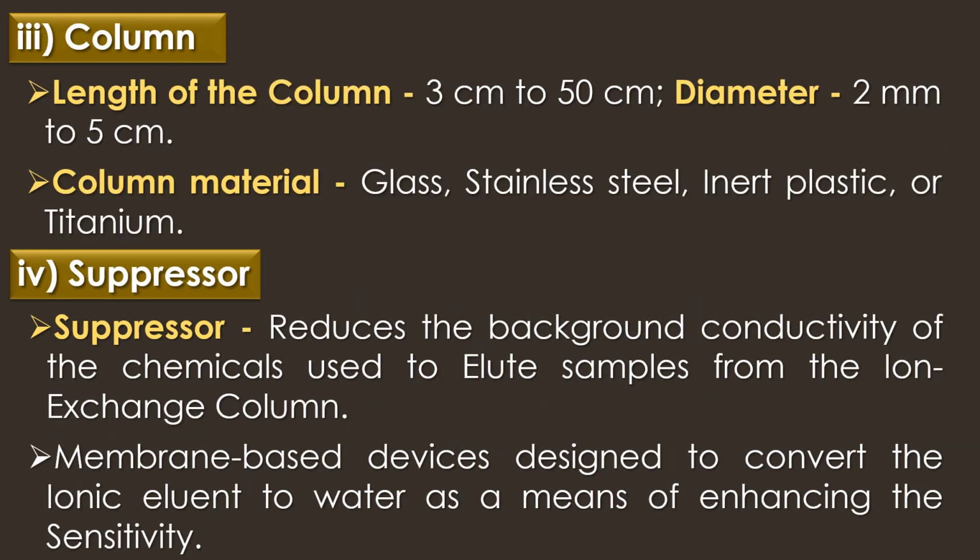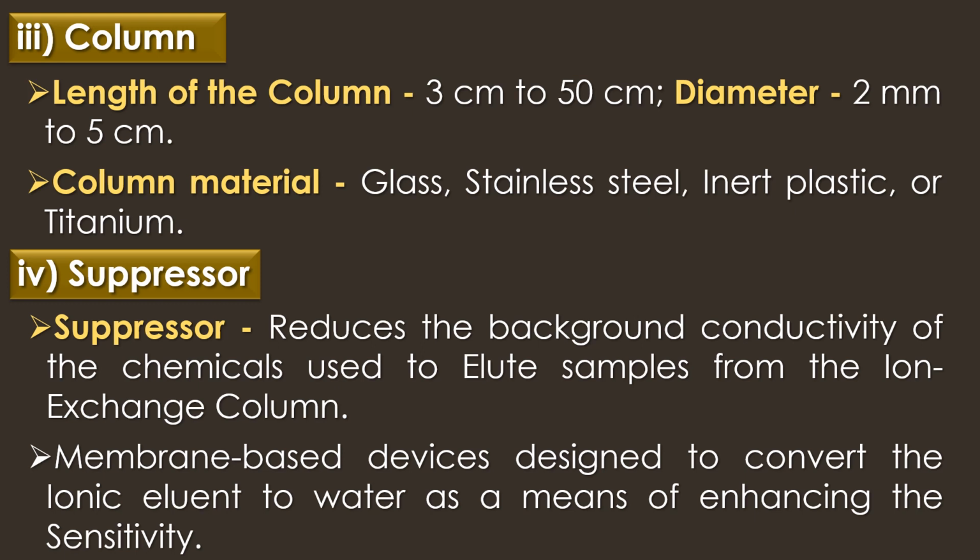The third part of the ion exchange chromatography is column. The smooth flow of the ion exchange chromatography is based on the column. The length of the column should be around 3 cm to 50 cm depending upon its purpose, and the diameter should be between 2 mm to 5 cm. The column material might vary from glass, stainless steel, inert plastic, or titanium.